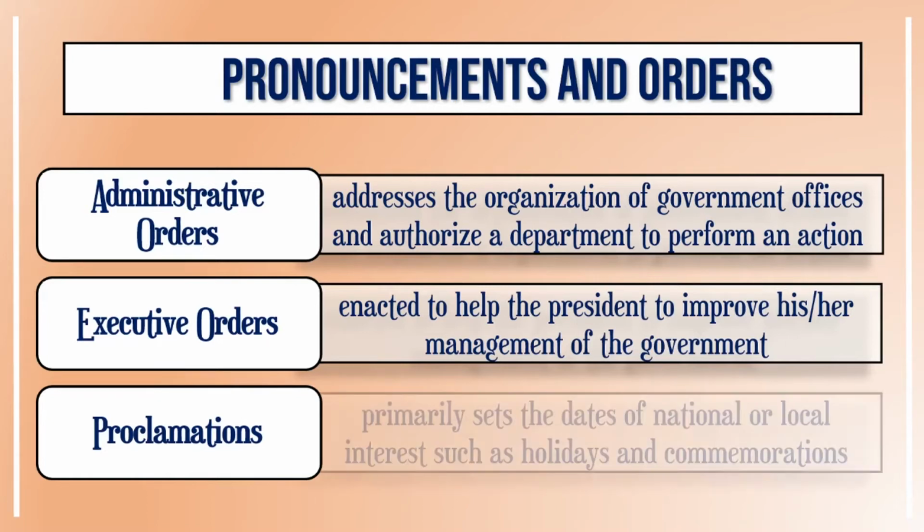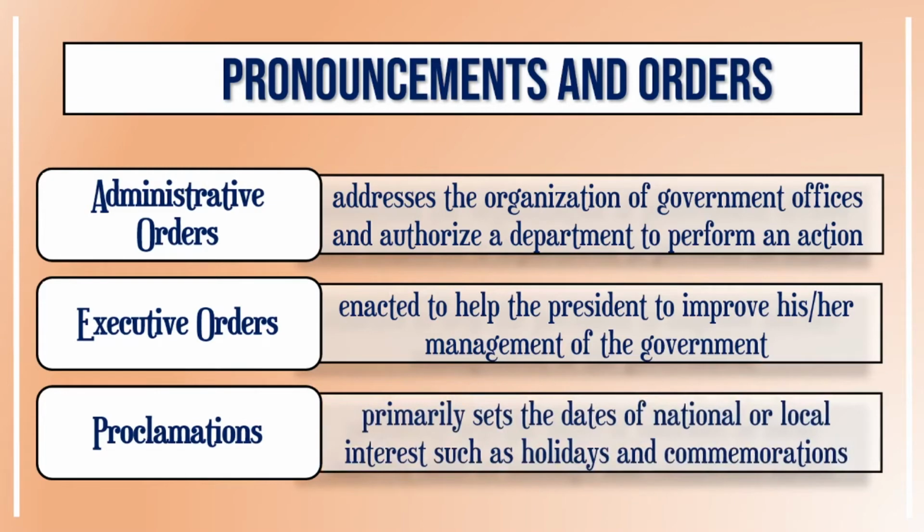Third is proclamation, which primarily sets the dates of national or local interest, such as holidays and commemorations. Acts of the President fixing a date or declaring a status or condition of public moment or interest, upon the existence of which the operation of a specific law or regulation is made to depend, shall be promulgated in proclamations, which shall have the force of an executive order.